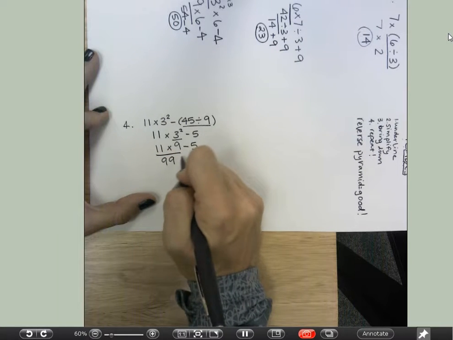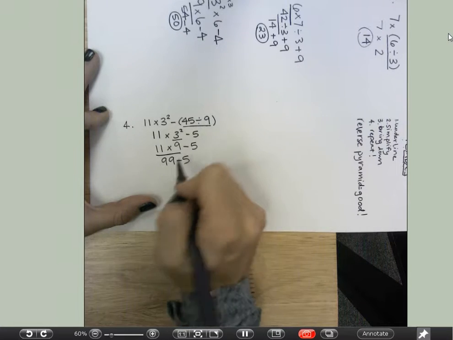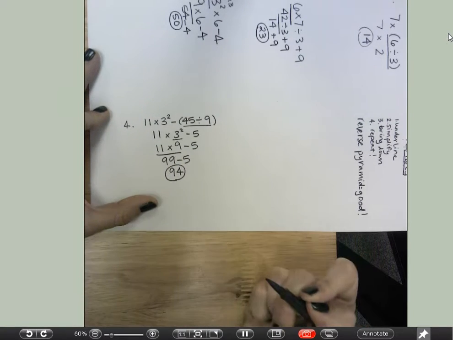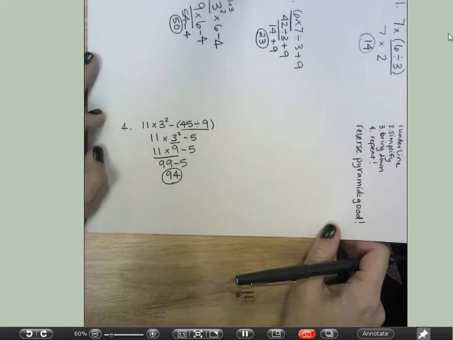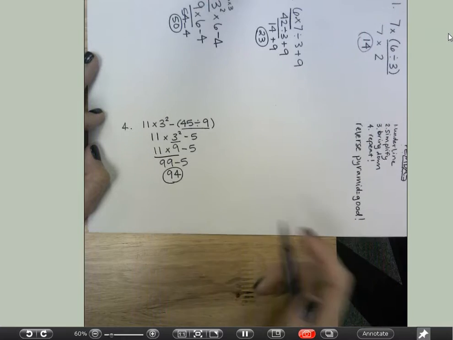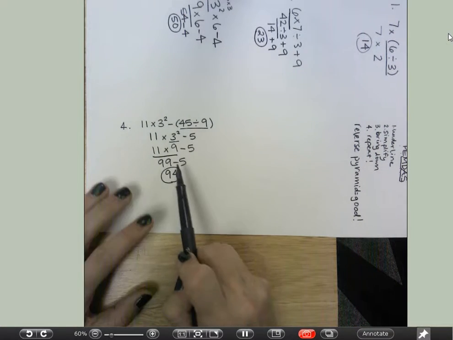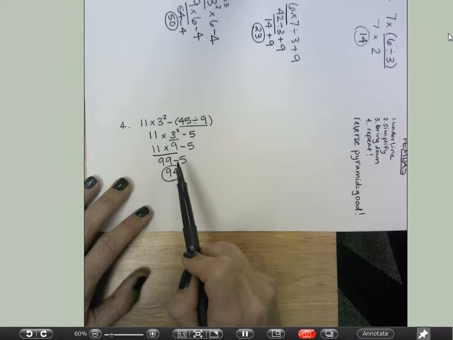So multiplication comes first. 11 times 9 is 99. So I'm simplifying. And then I'm going to bring down that minus 5. 99 minus 5 is 94. So that's my answer. So if you have problems where there are integers in them, where maybe these two were switched and you had 5 minus 99, I'm going to expect you to remember those integer operations.